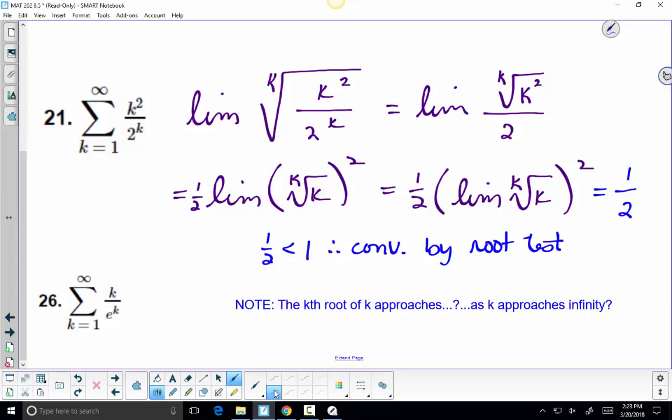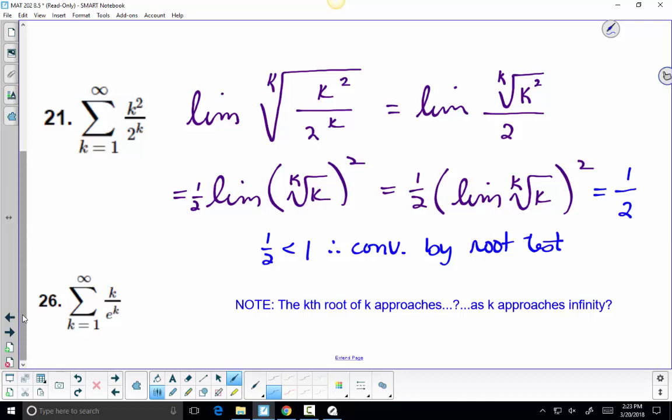And again, I forgot to ask ahead of time, when we look at this, our hunch, based on our knowledge of growth rates, would be that this would converge, because we have a polynomial divided by an exponential, and exponentials grow much more quickly than polynomials, so we would expect the terms to be going to zero quickly enough to have convergence. So our hunch would be that we have convergence.